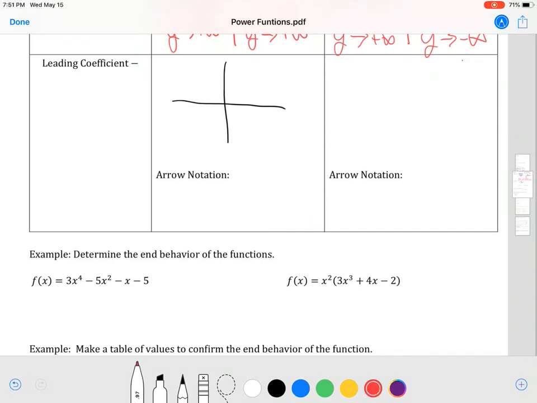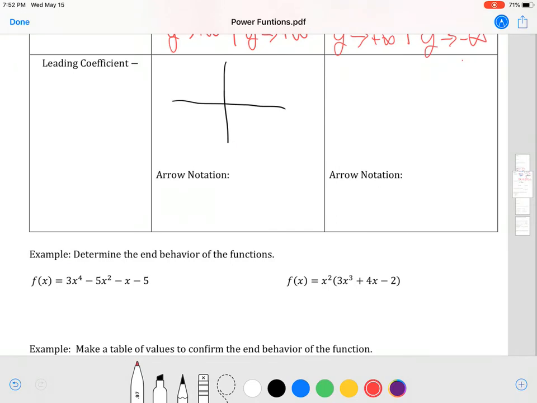So if we have the leading coefficient is negative and it's an even degree, and I didn't really say what I meant by an even degree, so let me clarify to make sure that you understand. What I mean by an even degree would be if the degree is 2, 4, 6, 8, and what I mean by an odd degree would be if it's like 1, 3, 5, 7, etc.